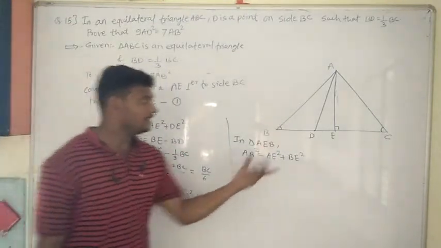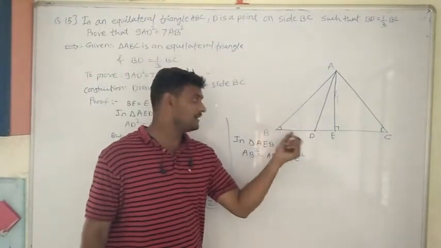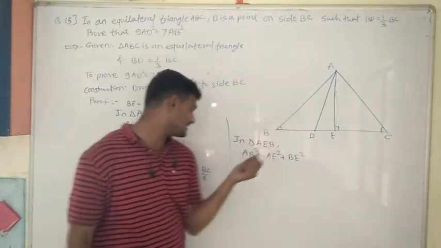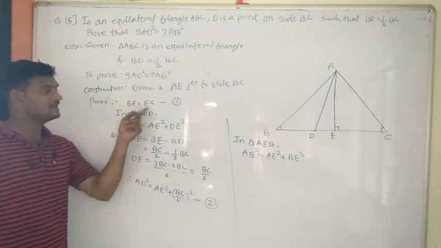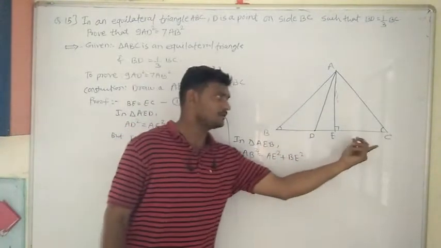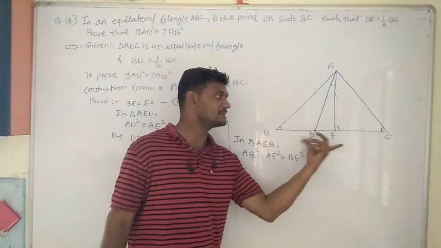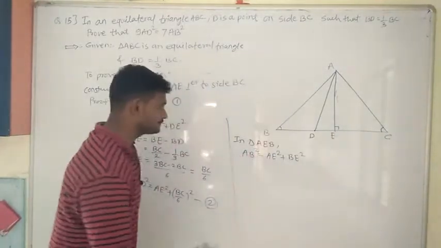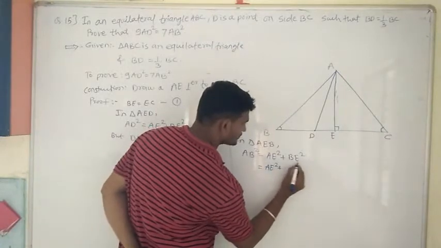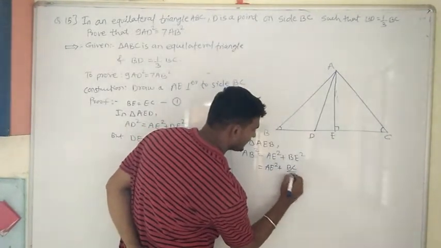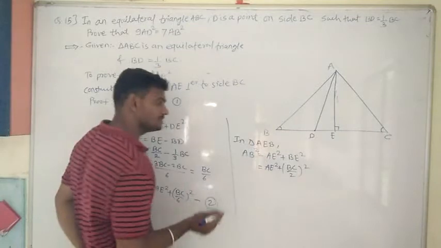We know that BE is equal to BC by 2. Here also we have used BE is equal to BC by 2. Why? BE is equal to EC is there. Therefore, we can write BE is equal to BC by 2. Yes. Put here AE square plus, instead of BE, we write BC by 2, bracket square, because BE square is there.